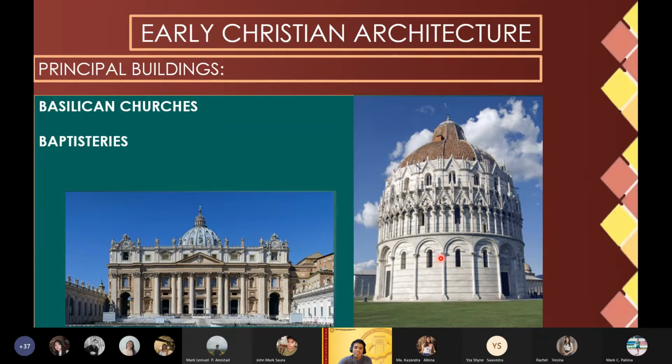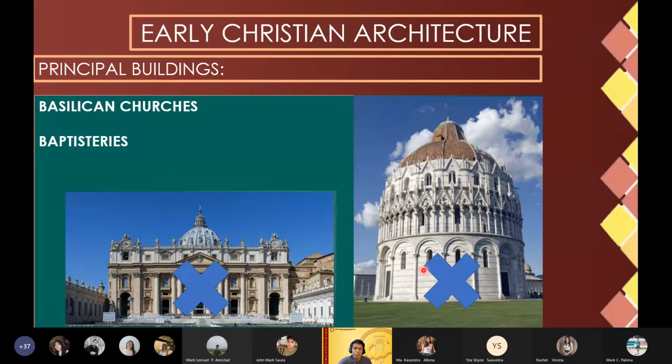So again, these examples are not examples of early Christian architecture. These examples pertain to the type of building. So this one is a church and this one is the baptistery. So what form did they take during early Christian architecture, sir?